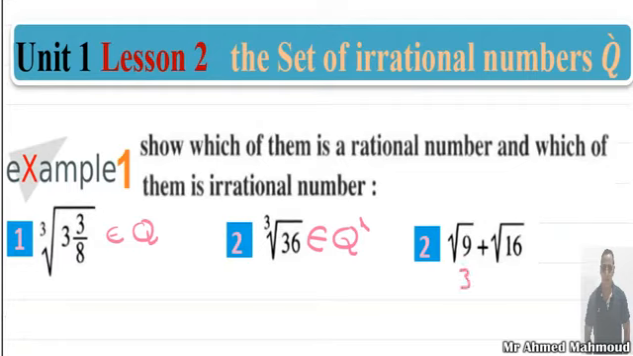Next, square root 9 plus square root 16. This one equals 3 plus this one equals 4. The answer equals 7. 7 written as a fraction is 7/1. Okay, and then this number is a rational number. This number belongs to Q. The next one.